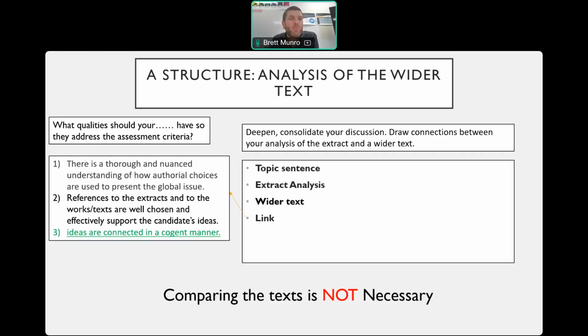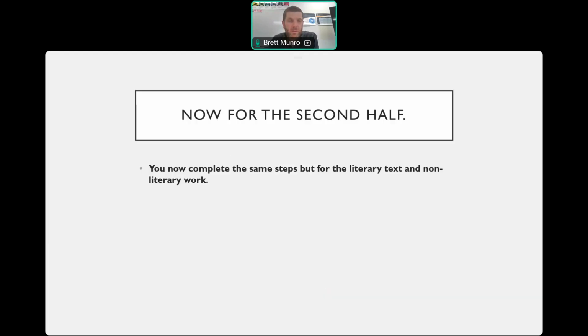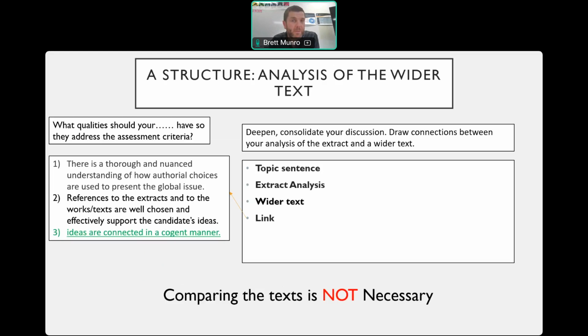We then move on to our link. When we complete our link, we're just consolidating our discussion. We're just drawing further connections to analysis of the extract and the wider text, but we're not necessarily saying anything new. The important part about the link here is that we're linking into our analysis of our non-literary text, but this does not necessitate that we need to compare the texts. And that's what we have.